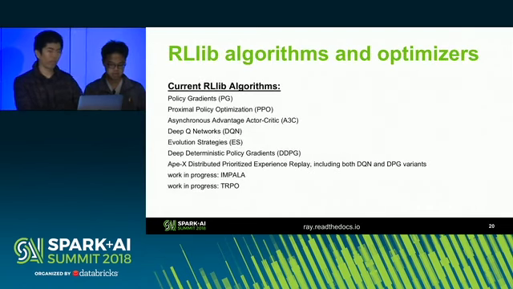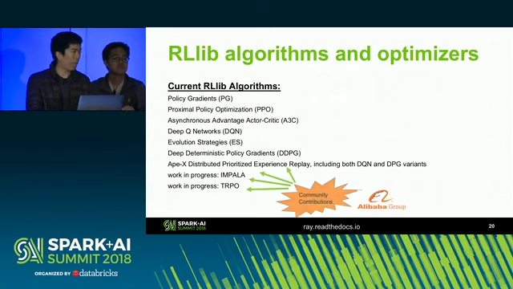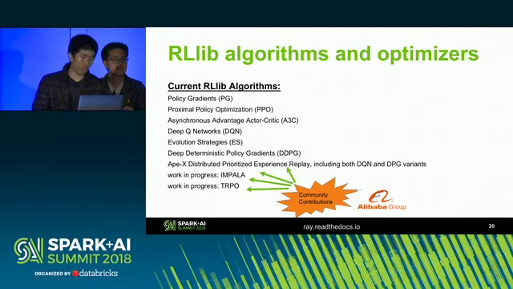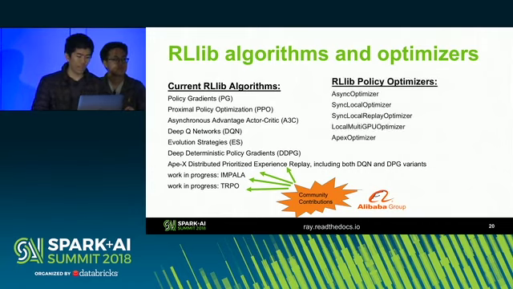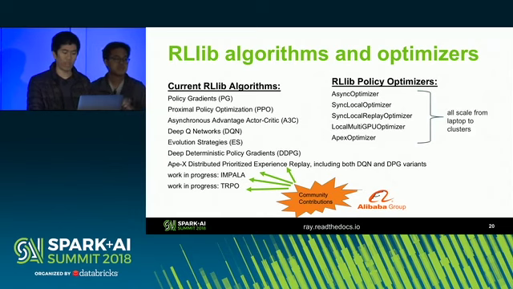So RLlib offers a wide and growing range of RL algorithms, and many of these are actually contributed by the community. In particular, we're working with the Alibaba AI platform team to implement IMPALA, which is a recent algorithm released by DeepMind that achieves much better performance in many tasks. And RLlib also provides a collection of policy optimizers, so you can choose how to improve your policy. And all of these policy optimizers can operate at low scale and also scale up to clusters.